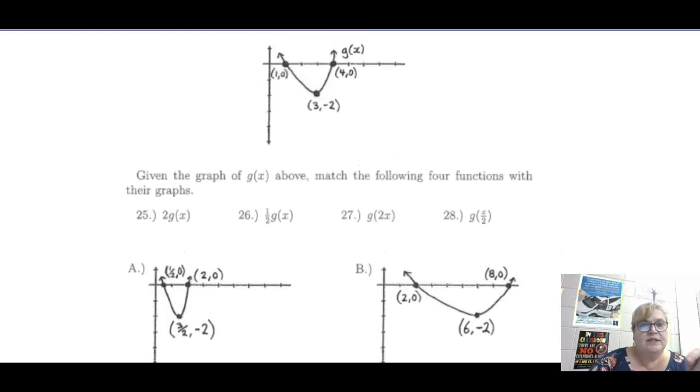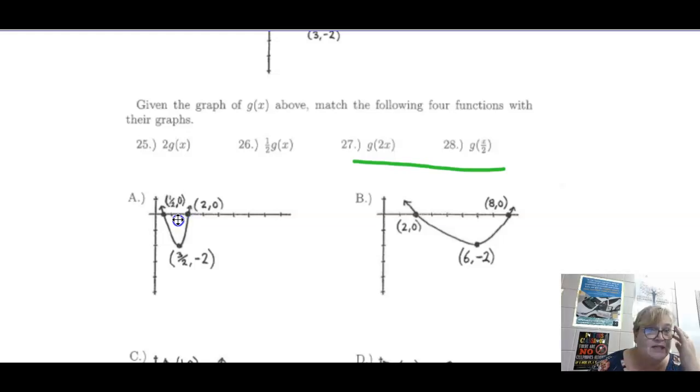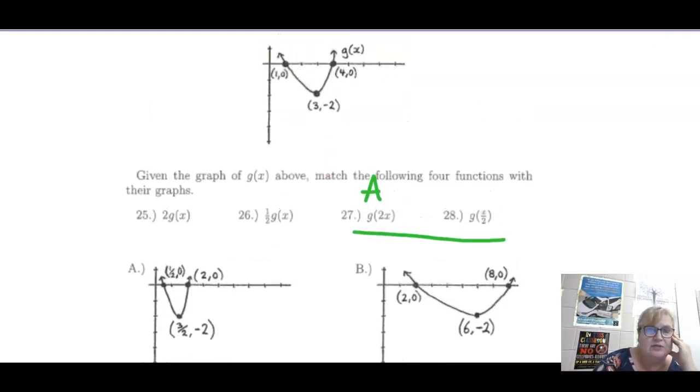This original one up at the top had zeros at 1 and 4. This one has zeros at 1/2 and 2. That means the x's changed. When the x's changed, it's got to be inside. So it's one of these two. And they are half as much, but remember, it's the opposite of what it seems. So it's actually multiplying by 2 inside that would make the x's half as much. The y's all stayed the same as the parent function up at the top. I hope you're still watching because this is a really good example.